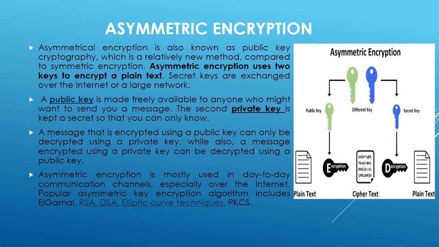A public key is made freely available to anyone who might want to send you a message. The second, private key is kept secret so that only you know it. A message that is encrypted using a public key can only be decrypted using a private key, while also a message encrypted using a private key can be decrypted using a public key. Security of a public key is not required because it is publicly available and can be passed over the internet.